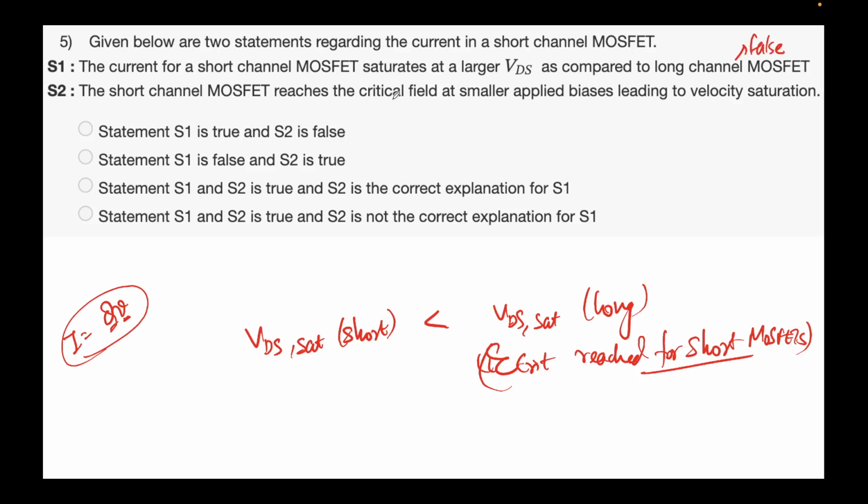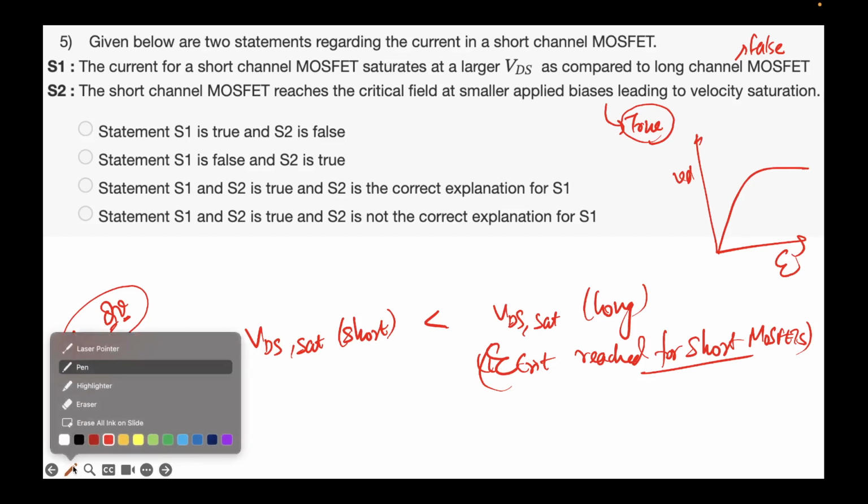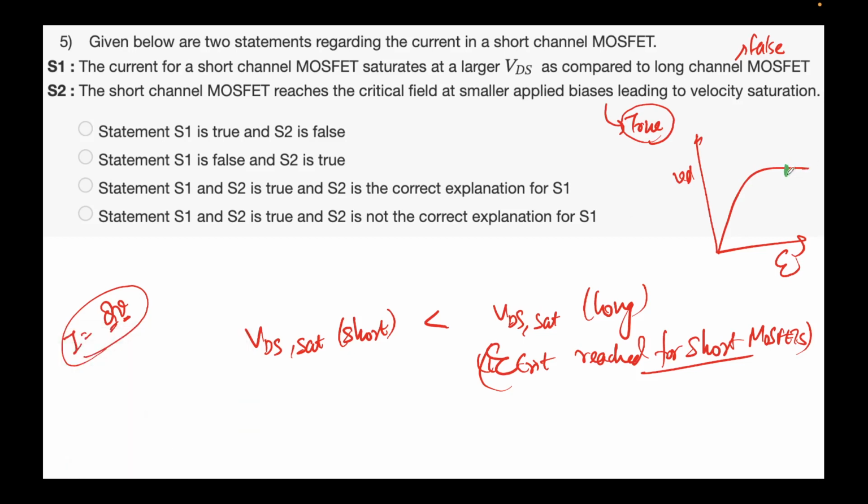Second, short channel MOSFET reaches critical field at smaller applied biases leading to velocity restriction. This is true. This is the analysis that we did, the Vd versus the applied electric field. We saw that the short channel one was somewhere over here, and the long channel was somewhere in the linear regime again. That happened because of the direct manifestation of the length of the channel. So first is false and second is true. So this will be the correct explanation.